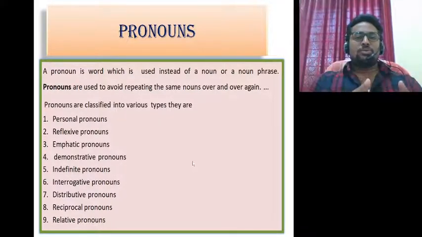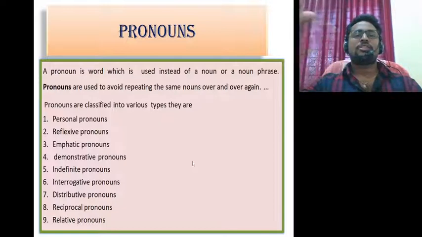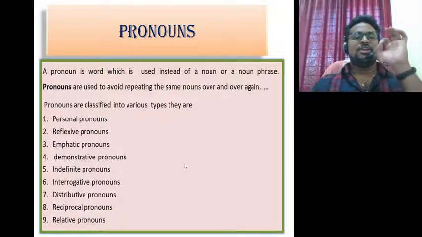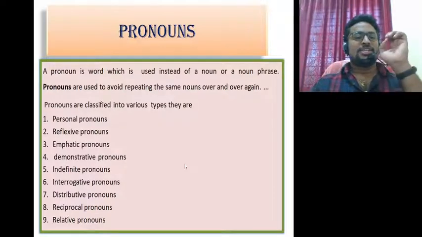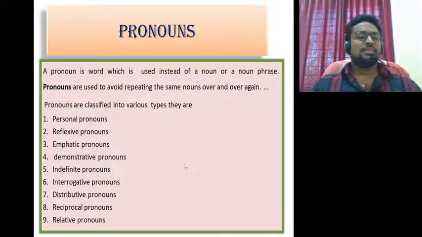Instead of the noun or noun phrase, we use a pronoun. Ramu is a good boy. He went to college. He got good marks in the exams. How does it look? Instead of using Ramu in every sentence, to avoid the repetition, we use pronouns. Now we know what a pronoun is. A pronoun is a word which is used instead of a noun or noun phrase. The usage of pronoun is avoiding repeating the same noun over and over again in a sentence.